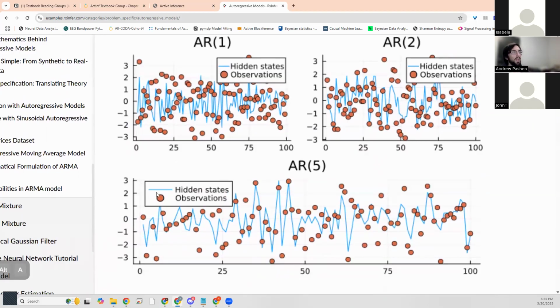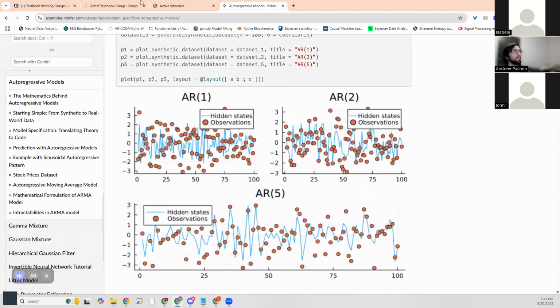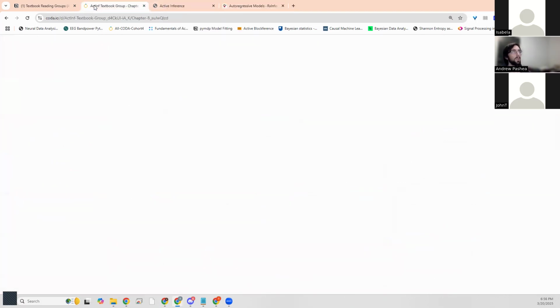Then we can see that play out with observations, and then the hidden state inference kind of drags or follows after that. So we have this kind of lagging that occurs over time.